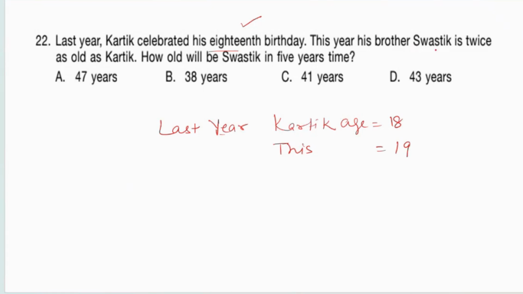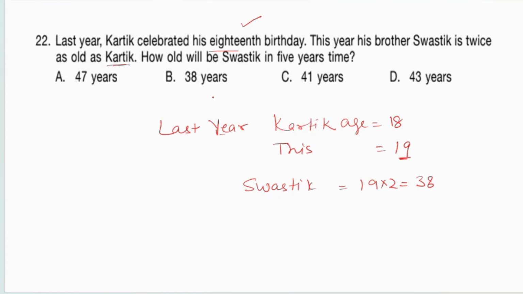This year his brother Swastik is twice as old as Karthik. So what will be Swastik's age? This year he will be twice. Twice of 19 will be 19 times 2, 38 years. How old will Swastik be in 5 years' time?